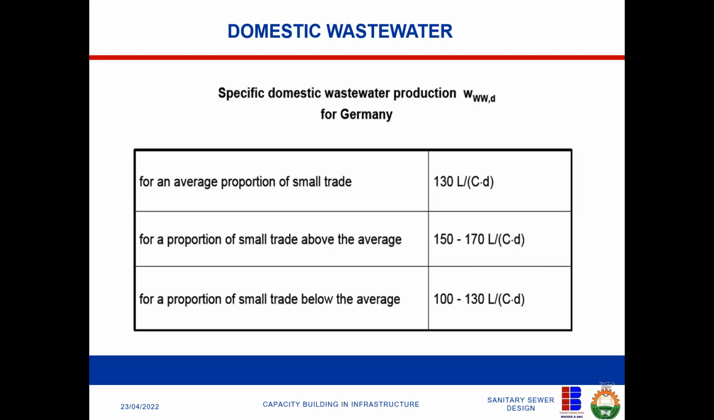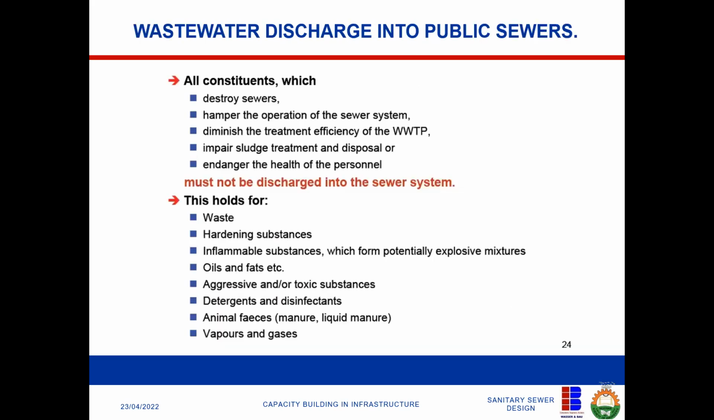So wastewater production in Germany, average population of small trade 130. But it just didn't do the same thing for the water. So wastewater discharge into public sewer, as a precaution.